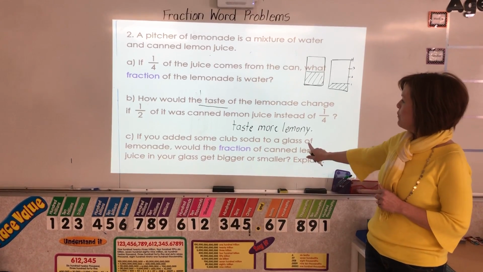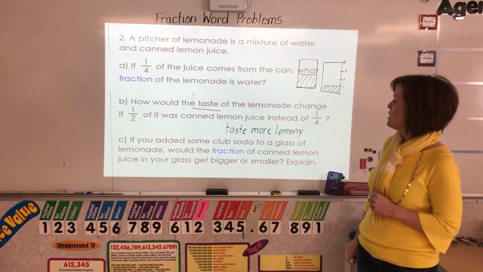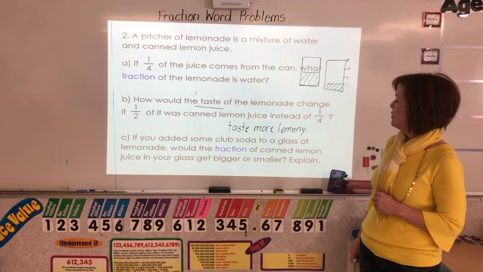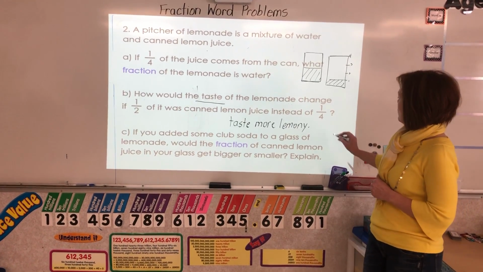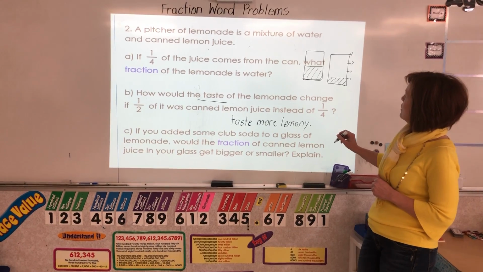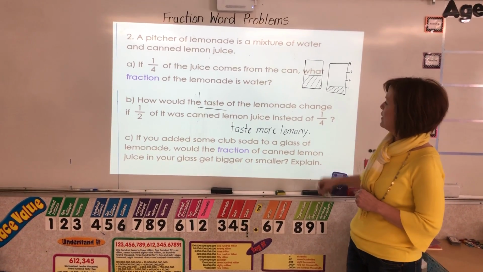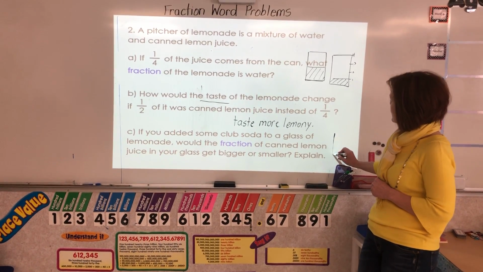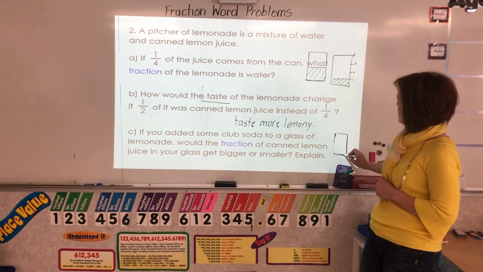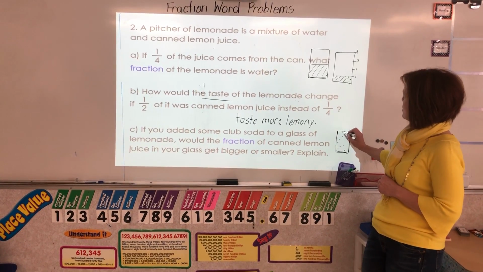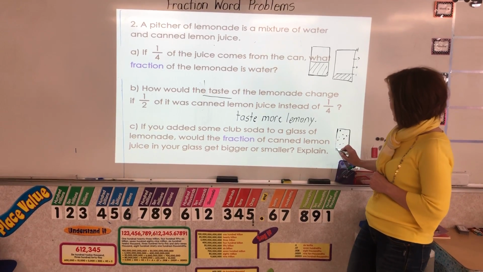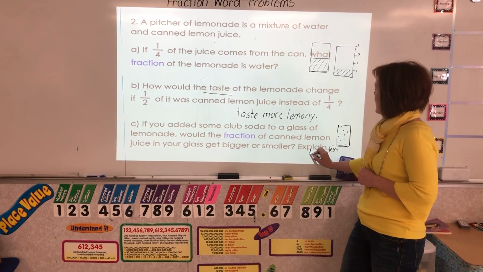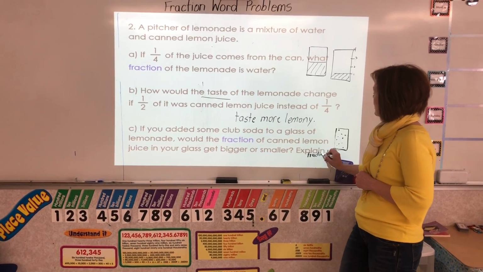Okay, C. If you added some club soda to a glass of lemonade, would the fraction of canned lemon juice in your glass get bigger or smaller? So if I dilute, which is actually a science word, but if I make it more filled with club soda, boys and girls, you might end up with just a little tiny bit in your cup that was actually lemon juice, and all the rest might be bubbly soda. So the fraction of lemon juice will be less. The fraction will be less because there's less of it in the cup.